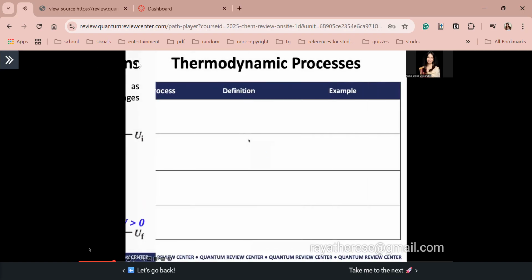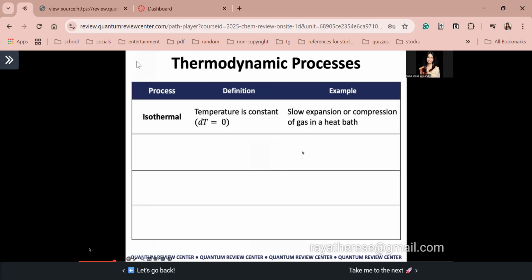Okay? Now, let's review the various thermodynamic processes na ulit-ulitin natin i-discuss throughout thermodynamics. So first, we have isothermal. So when we say isothermal, guys, the temperature is constant, meaning the change in T or dT is equals to 0. Ang example nito, guys, is the slow or the infinitesimal expansion or compression of gas in a heat bath. So dahil sobrang slow niyan, guys, okay, temperature will be constant.